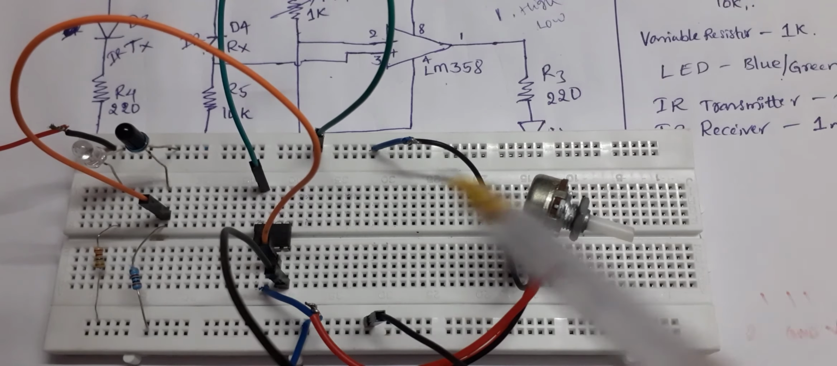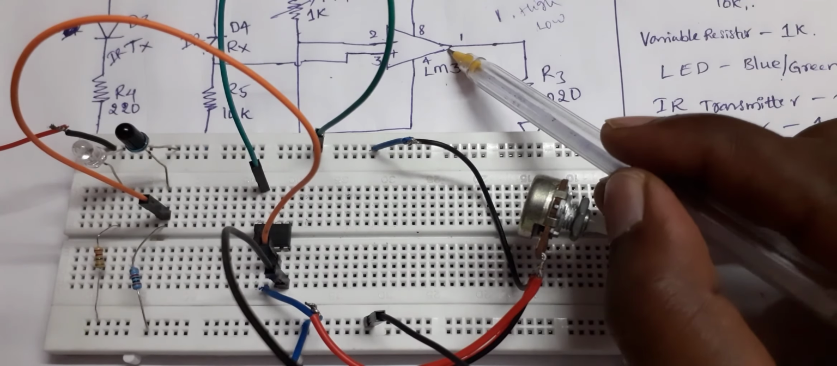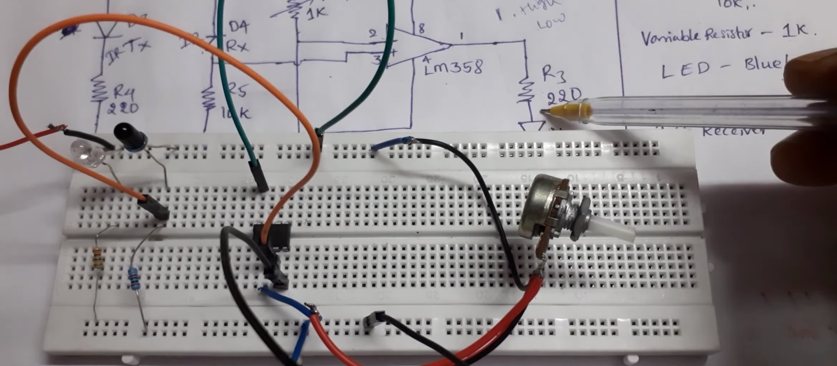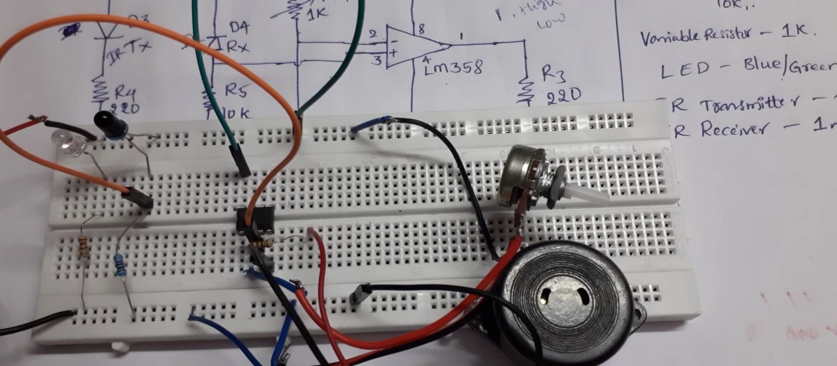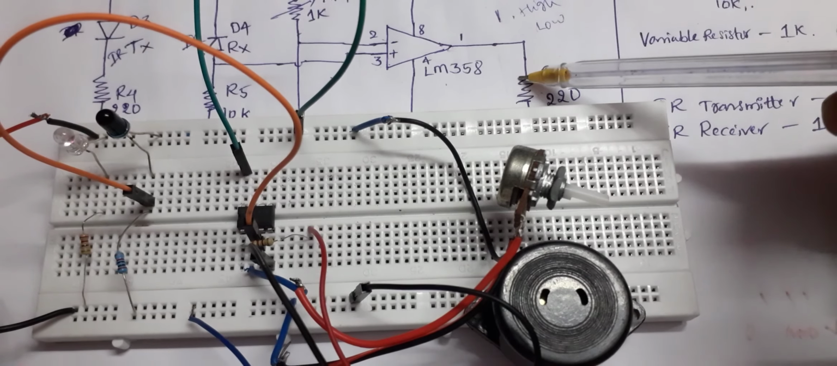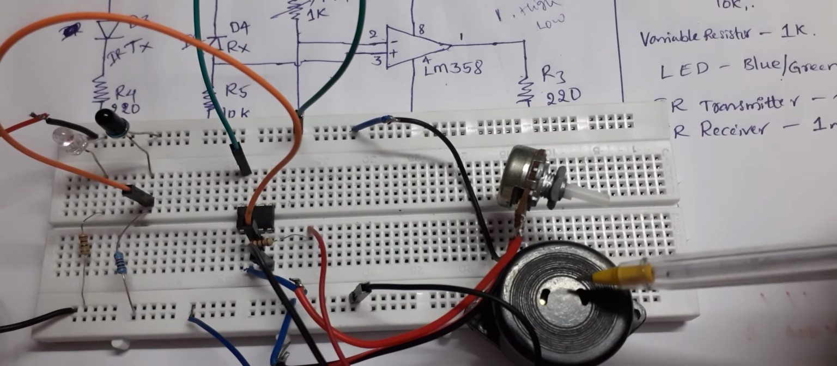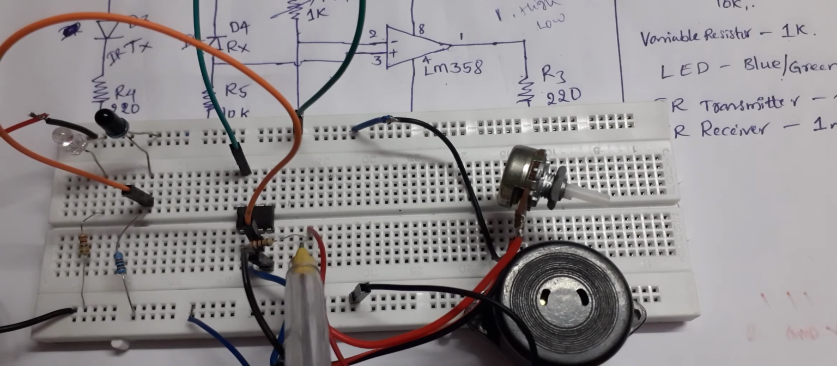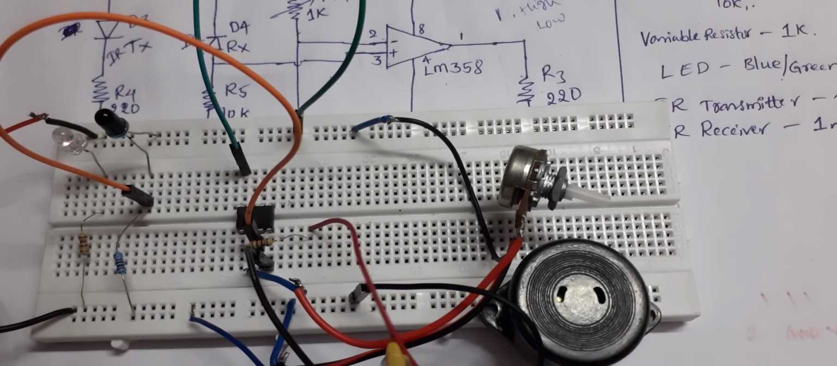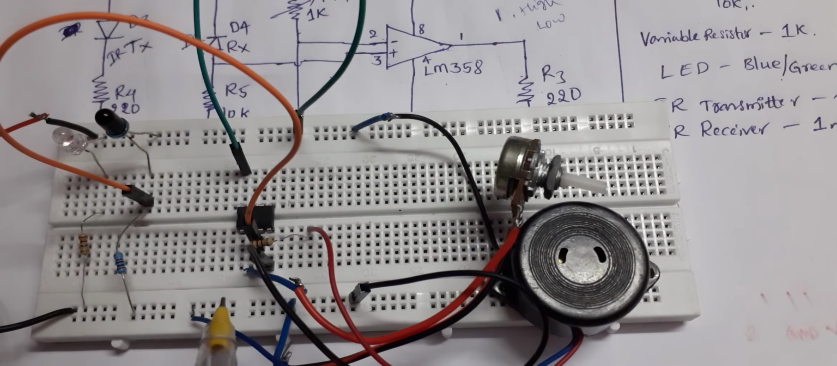Okay. So the next connection is the output connection. Output is pin 1 to the resistor and LED or buzzer. So this is pin 1, connected to the resistor, followed by an LED or buzzer. I connected a buzzer, so after the resistor it goes to the buzzer input, and the next pin is connected to the ground.